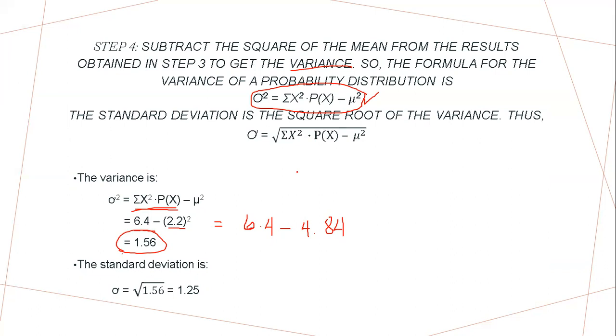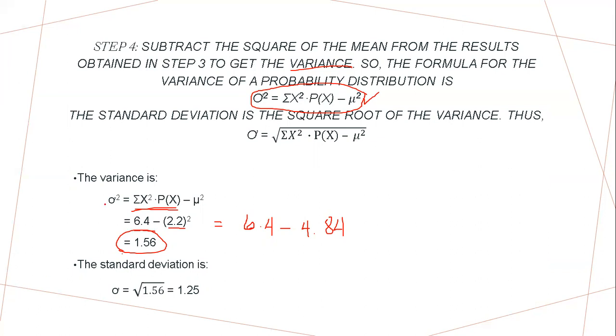Hindi siya katulad kanina sa previous nating procedure na nag-add lang tayo tapos yun yung mean. Dito, gumamit tayo ng formula. Okay? So, mas convenient 'to. Depende sa inyo. Nasa inyo yan kung saan kayo mas ma-convenient gamitin. That's why I'm sharing with you this alternative procedure para mapagpilian niyo kung saan mas mabilis. Kung pabilisan, siguro kung may time constraint kayo, mas maganda gamitin 'to kasi apat na step lang. Pero may formula.